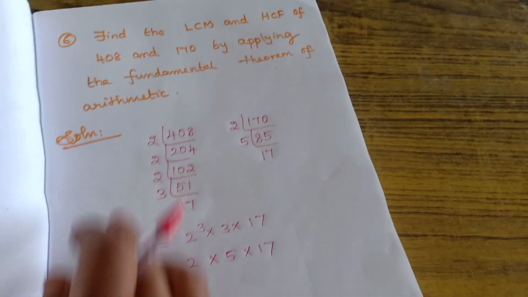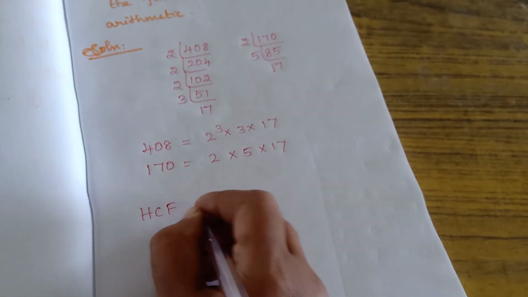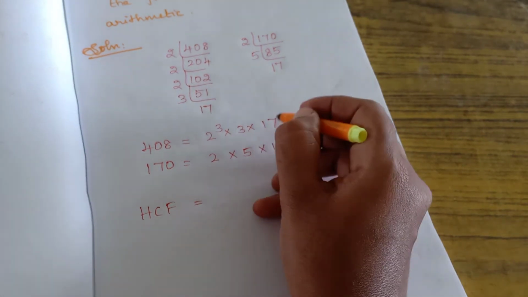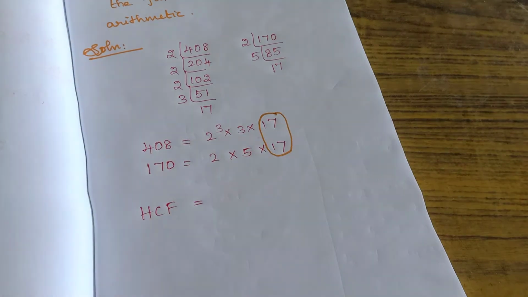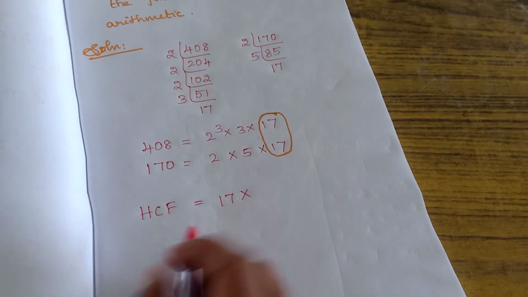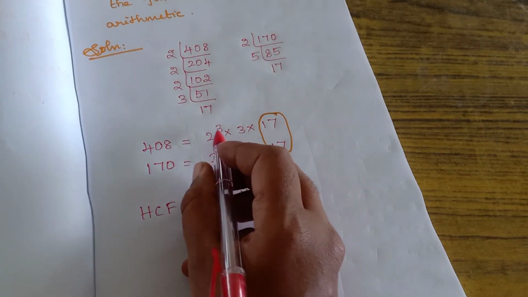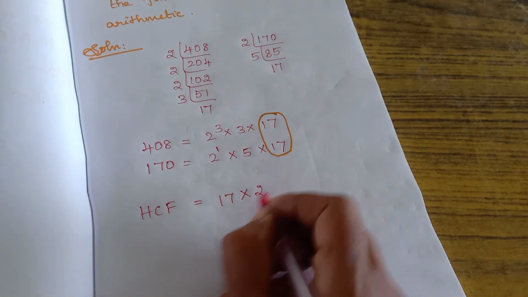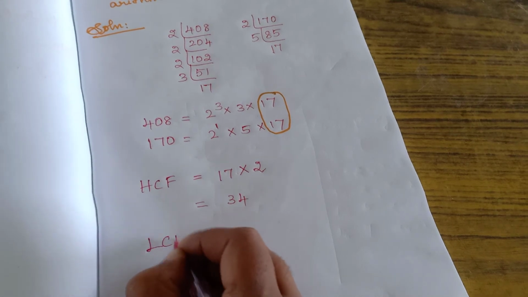So first we need to find the HCF and the LCM. HCF means GCD, and GCD means common. What is the common here? 17 is common, correct? So 17 into, for the HCF, you need to choose the least power. 2 power 3 and 2 power 1, which is the least? 2 power 1. So what is the answer? 34.